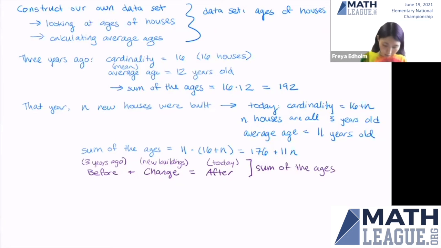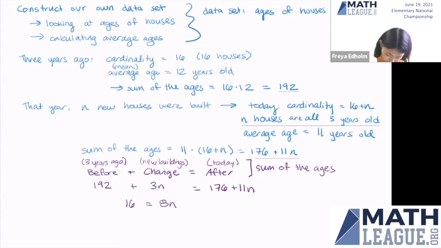So before, we have calculated this already, this is 192. Our change is 3n because each of the n houses is 3 years old. And our after is our sum today, which is 176 plus 11n. So we now need to solve for n. So 192 minus 176 is equal to 16, and 11n minus 3n is 8n. So we can just solve for n, and n is 16 divided by 8, which is equal to 2.